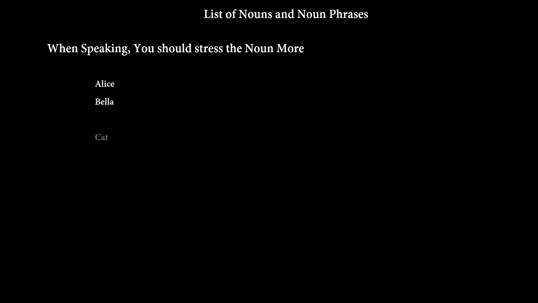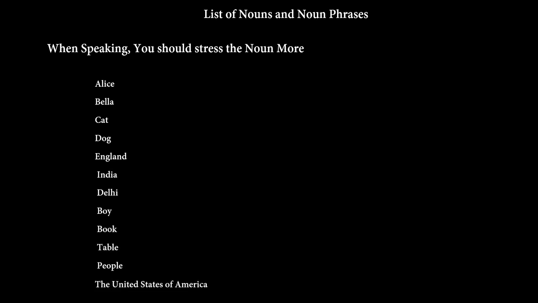Also, note that when speaking, you should give more stress to the nouns and less stress to the verbs. Now, listen to someone who is reading some nouns and observe how she is giving more stress to the nouns. List of nouns and noun phrases: Alice, Bella, cat, dog, England, India, Delhi, boy, book, table, people, the United States of America.